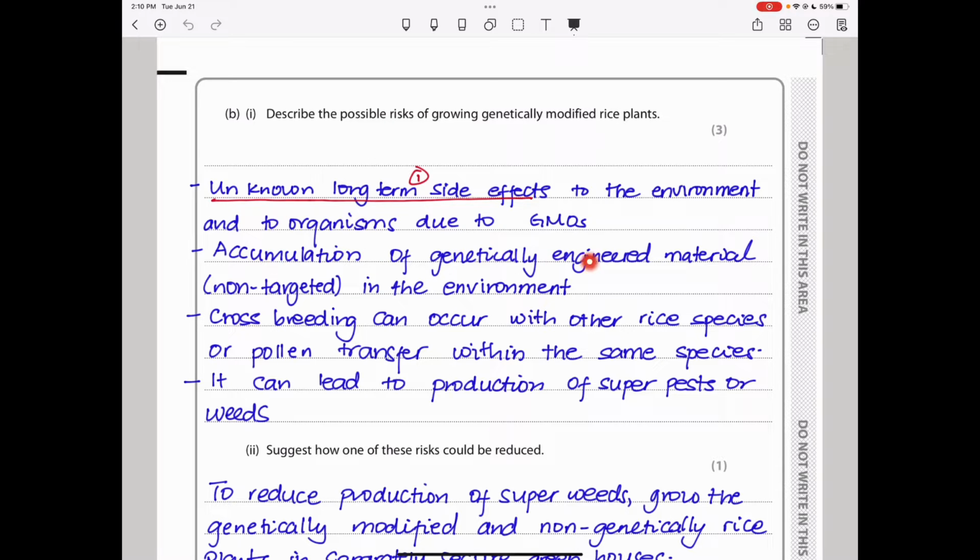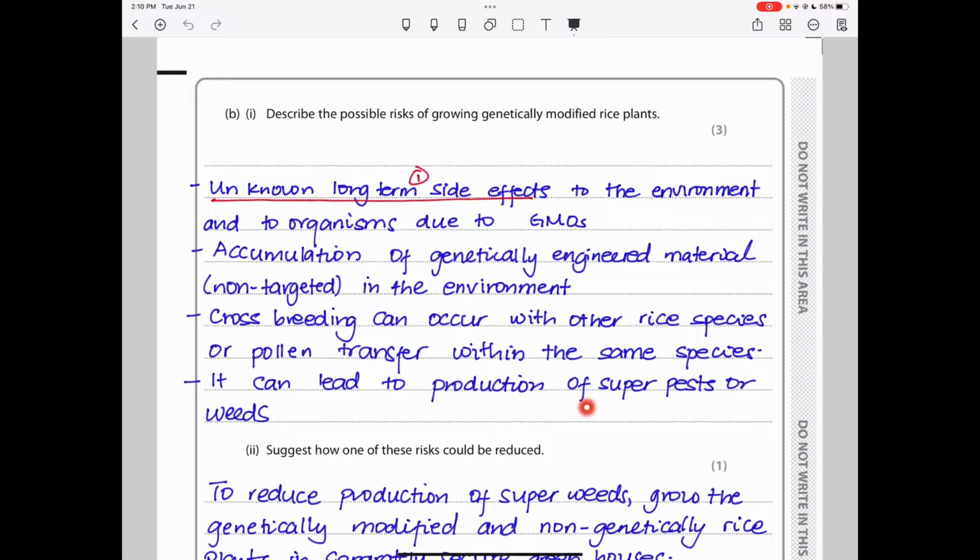Another thing is accumulation of genetically engineered material, non-targeted. This is, of course, accidental. What if we are modifying this rice? Genes could leak out, non-targeted, in the environment. There is also crossbreeding that can occur between the different strains of rice, or between even rice that are closely related. Crossbreeding with other rice species, or pollen transfer within the same species, could lead to production of a strain we were not prepared for, and that could be problematic. So that is a risk.